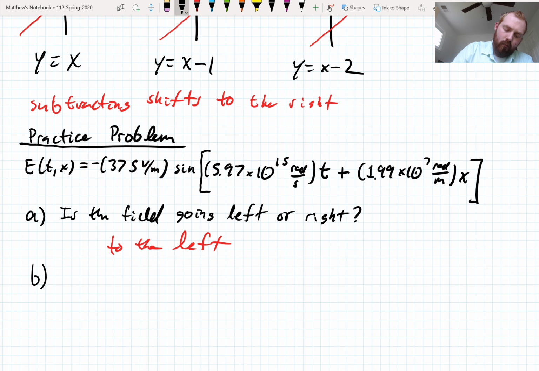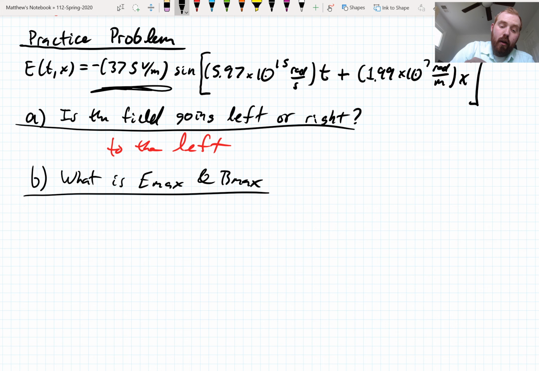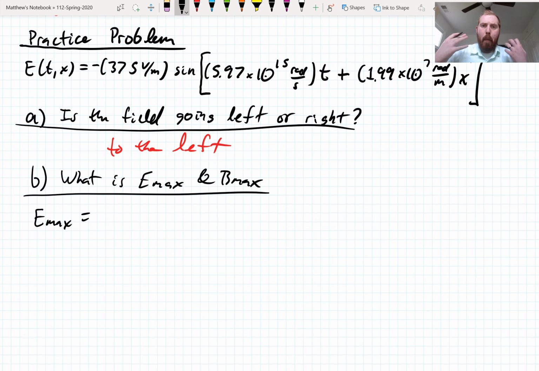Next, what is Emax and Bmax? Well, for that, we just read straight off of the equation. We say, look, there's Emax, the maximum amplitude. So Emax, don't worry about the signs, all right? When we're talking about maximum, all you care about is the magnitude. The minus sign there is just to throw you off.